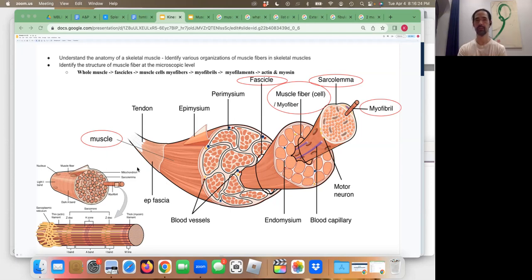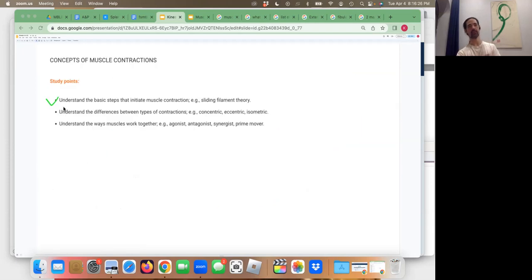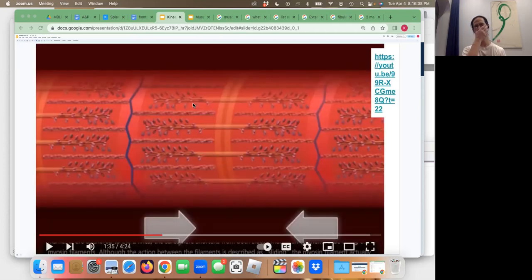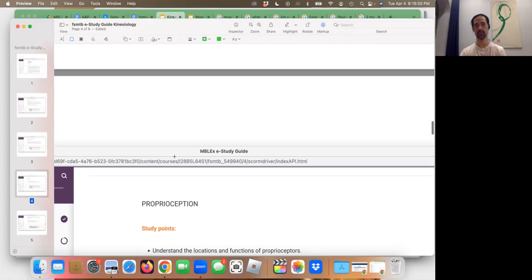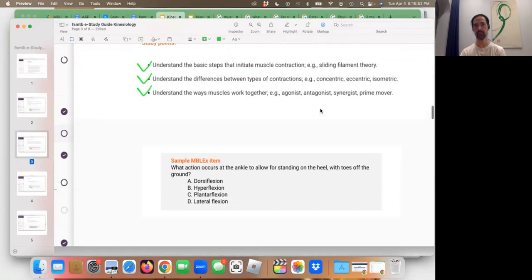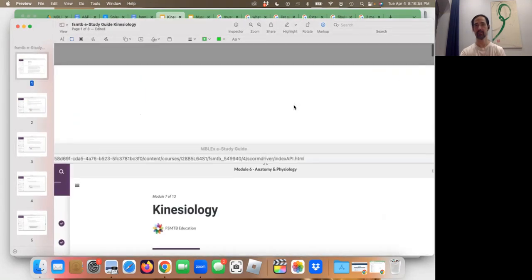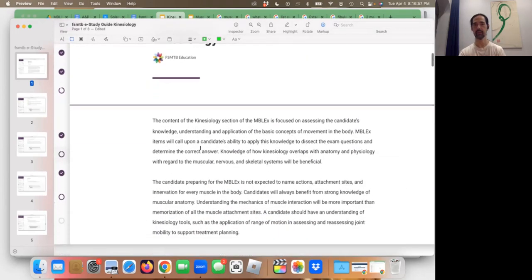Okay, so on to the concepts of muscle contractions. There are three goals, and the first one we're going to cover is the basic steps that initiate muscle contraction, which is called sliding filament theory. Now, sliding filament theory has like 7 steps, and there's a whole bunch of chemical processes, and we're not going to go over all of those because I don't think that they want you to know those. I don't see any specific exclusion about those specific chemical processes, but there is a reference.